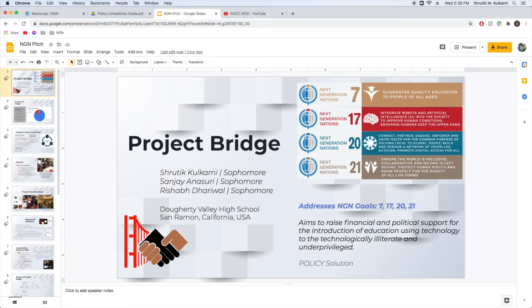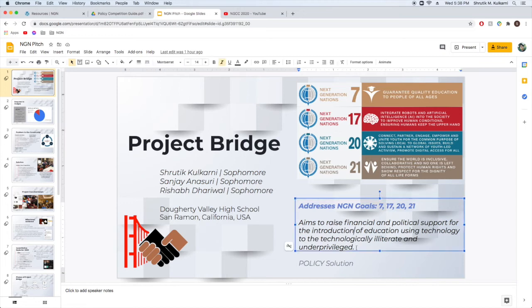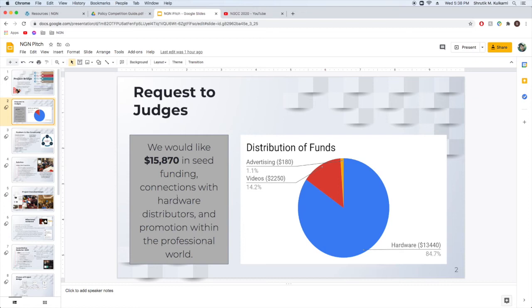So once again, on the title slide, honestly, this looks great, but you can change it up. You can put the judges' role. You can merge it with the request to judges. It's really not a problem. Next up, request to judges. Once again, just be clear, specific, and have your distribution of funds. Very simple, very easy. Next up, problem in the community.